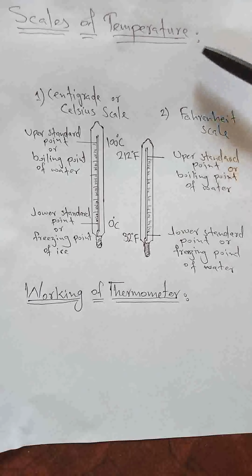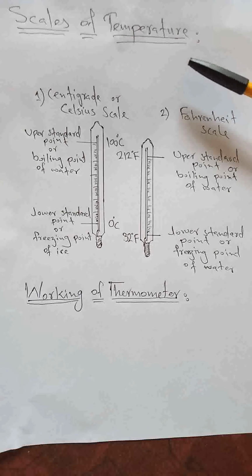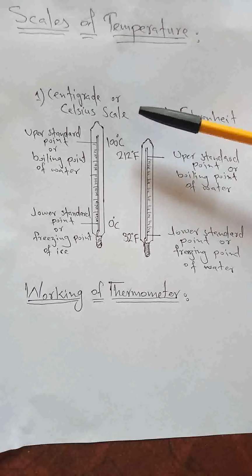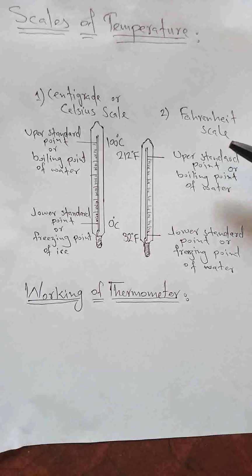Dear cadets, two kinds of scales are used in a clinical thermometer. One is called the centigrade scale or Celsius scale. The second one is called the Fahrenheit scale.